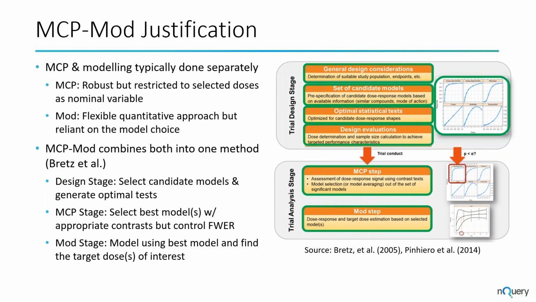There are essentially three steps. You have a design stage where you select the candidate parametric models that you wish to consider, and then you generate the optimal tests for these. At the MCP stage, you can use the appropriate contrast tests to select the best models while controlling your family-wise error rate. Just FWER shorthand here to fit in more neatly on the slide.